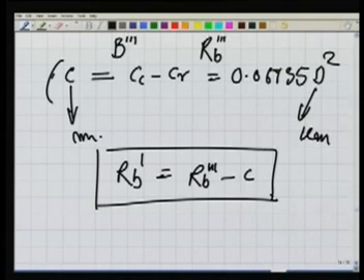So, we have seen today what is the meaning of leveling, how do we do that, what are the levels and staffs, and finally, how to apply correction for curvature and refraction.